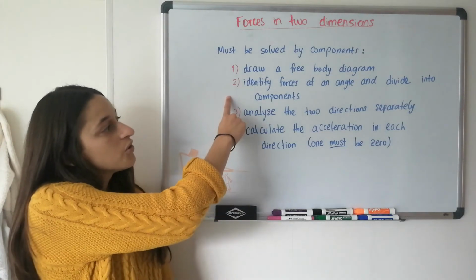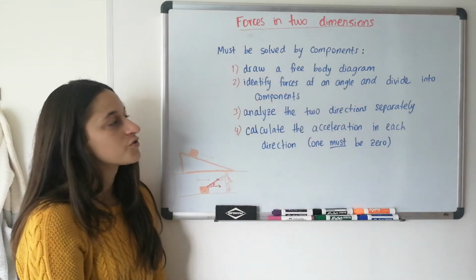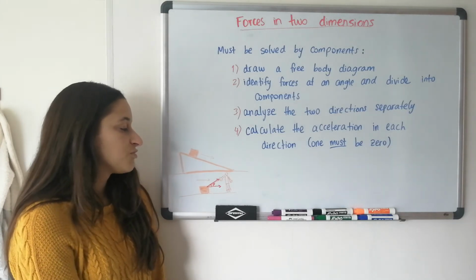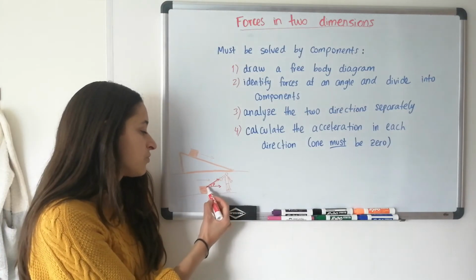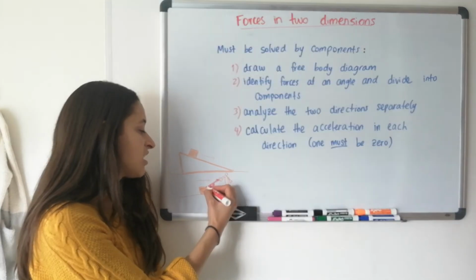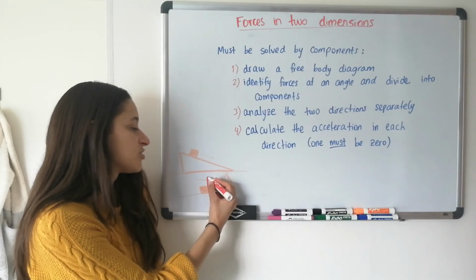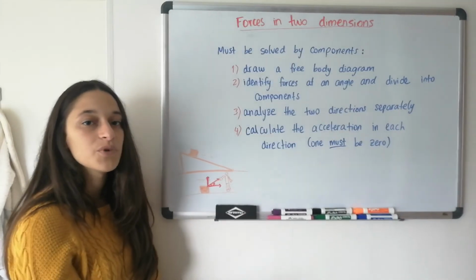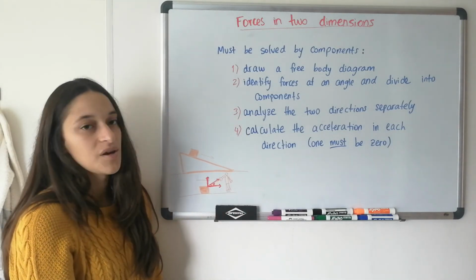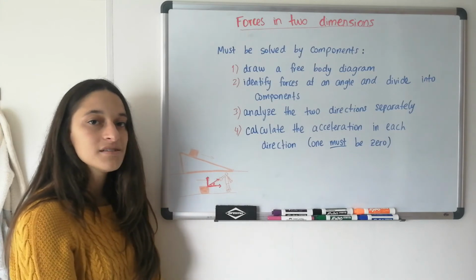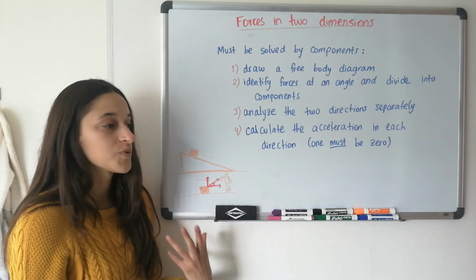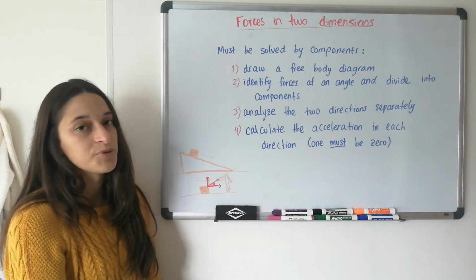So here in the second rule, when you have those forces that are acting at an angle, you divide them into components. So what that means, as we've seen before, is, for example, this diagonal force, we're going to have a horizontal component that goes in the right direction and a vertical component that goes upwards. So those are like the two new forces that we're going to use instead of the diagonal force in step 3 of analyzing the two directions separately. So for this to make a little bit more sense, I'm going to solve some specific examples with numbers to make it a little bit more clear after this.